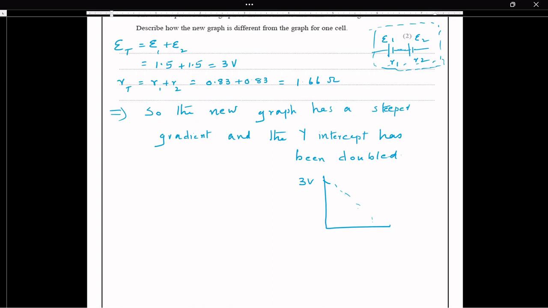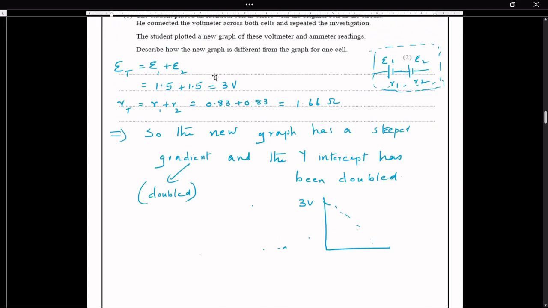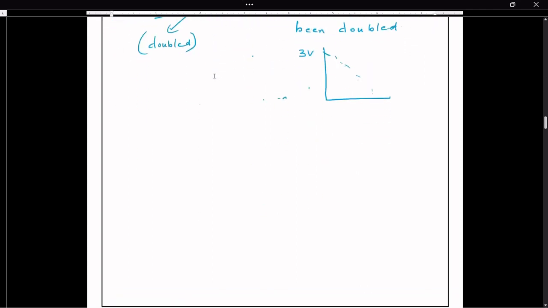A steeper gradient means the gradient has also been doubled. You have seen that the gradient also doubled. I didn't mention that here, but you can say that the gradient is doubled. This is what they have asked: describe. No need to draw. Describe how the new graph changes.